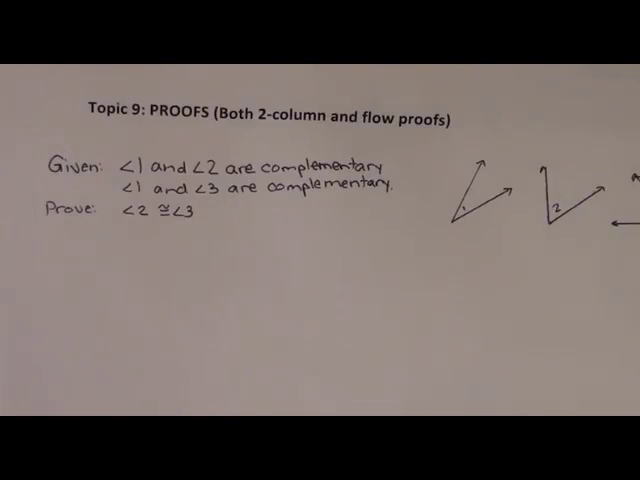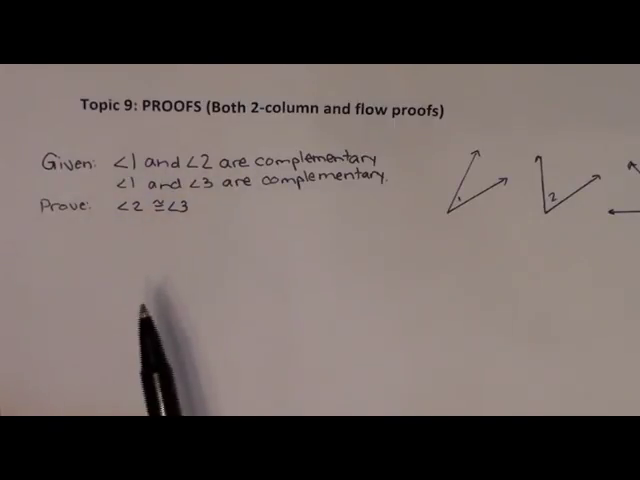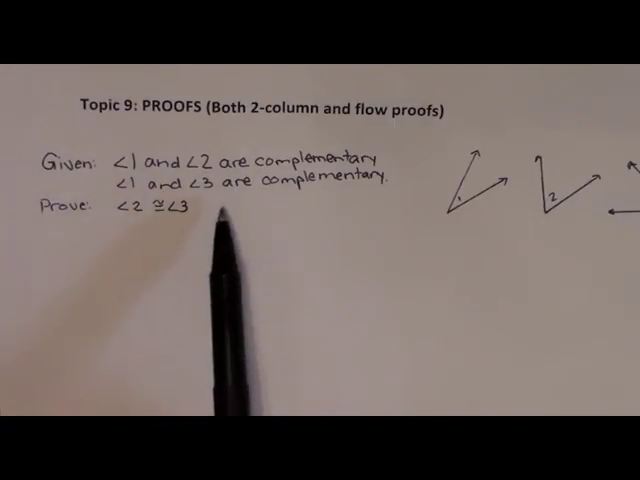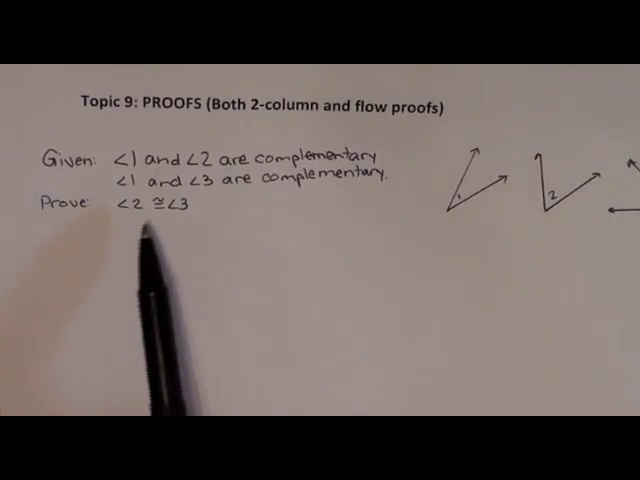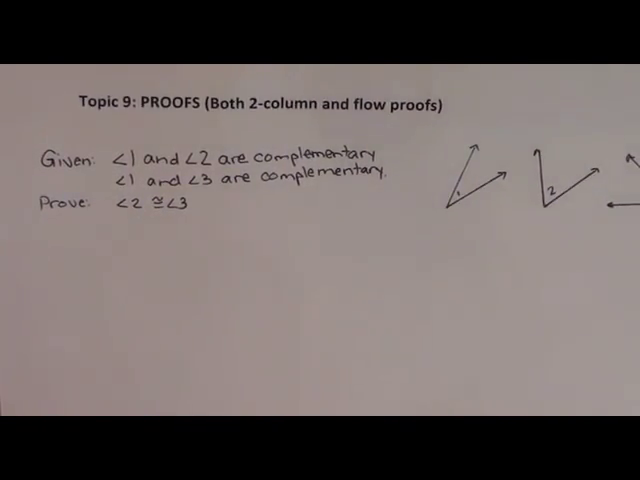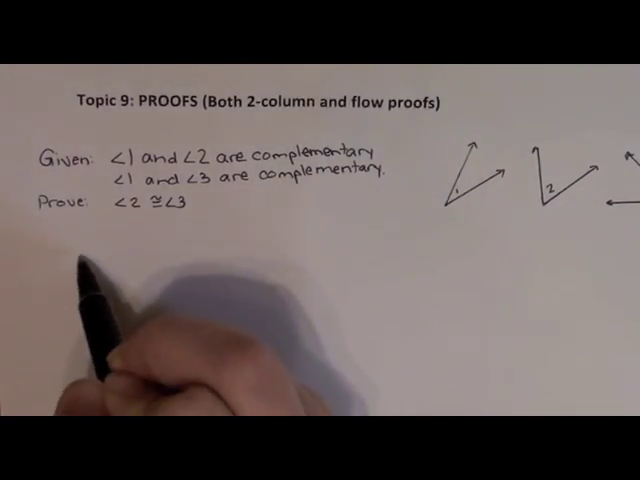So we have one proof here. We have 3 to go over. Angle 1 and angle 2 are complementary. Angle 1 and angle 3 are complementary. And we're going to prove that angle 2 is congruent to angle 3. And we're going to start with a 2-column proof.